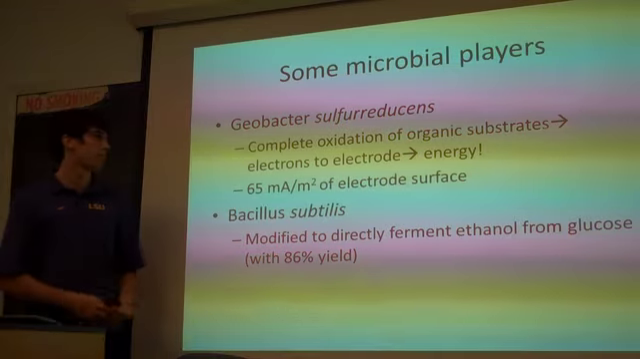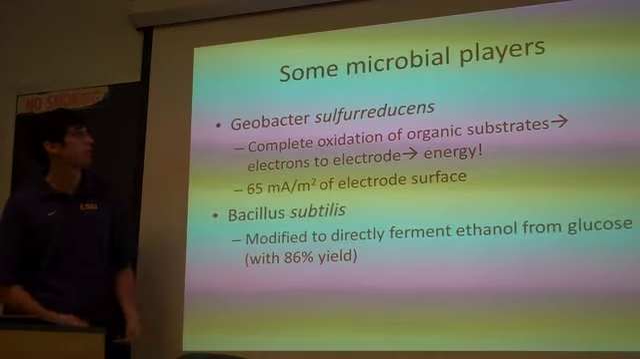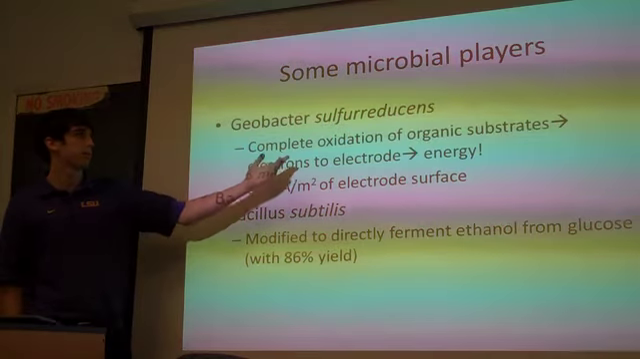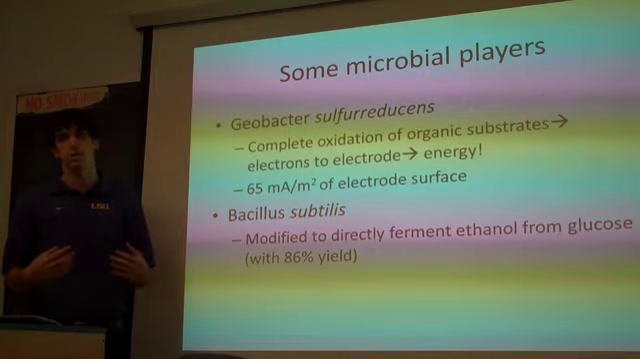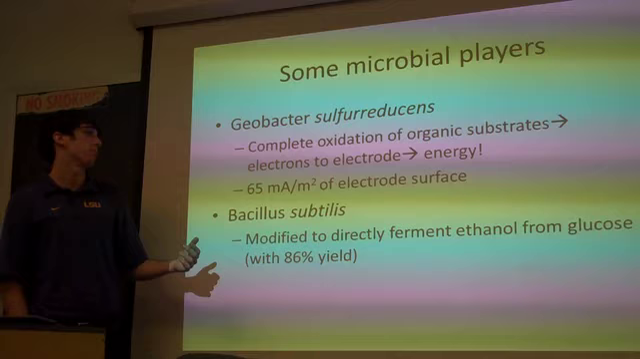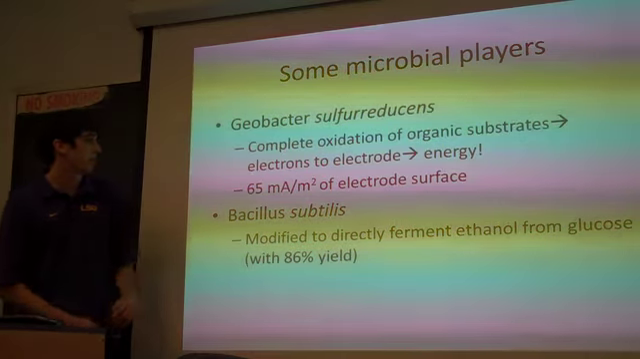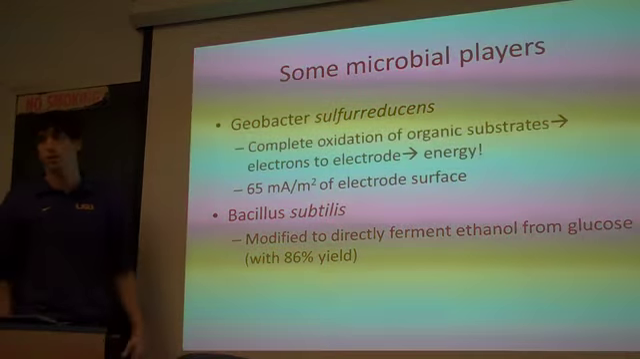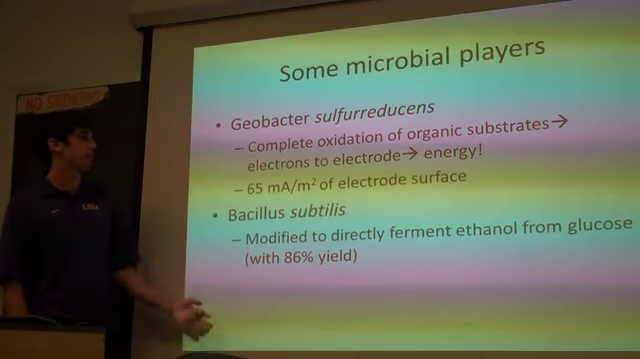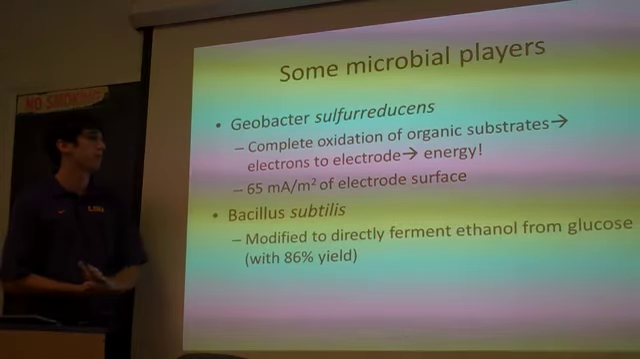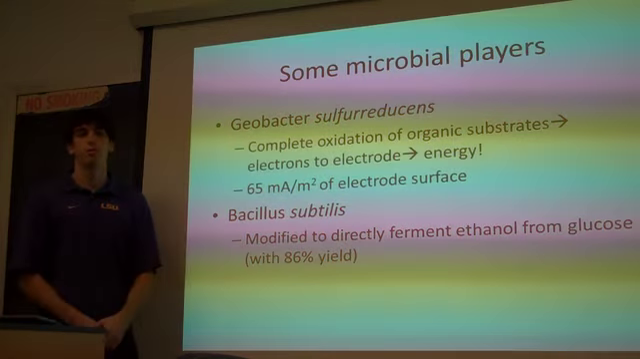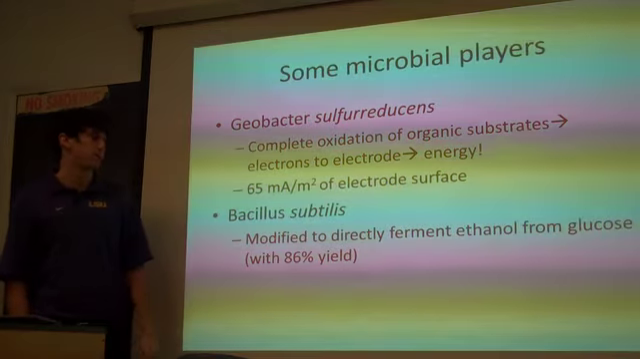An example of an electrical microbe people are researching is Geobacter sulfurreducens, and this is basically what I was talking about, oxidation of organic substrates on an anode, and taking those electrons away and making energy with it. Here's one of the stats that people found with this that was kind of up and coming, just better than normal: 65 milliamps per meter squared of electrode surface. Still, this is extremely small, not practical, but with further research and optimization, it could maybe be practical in the future.